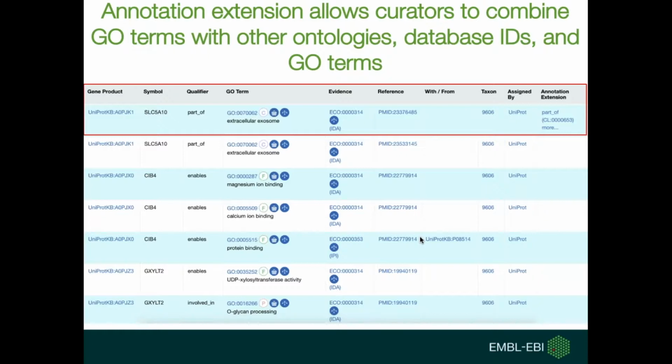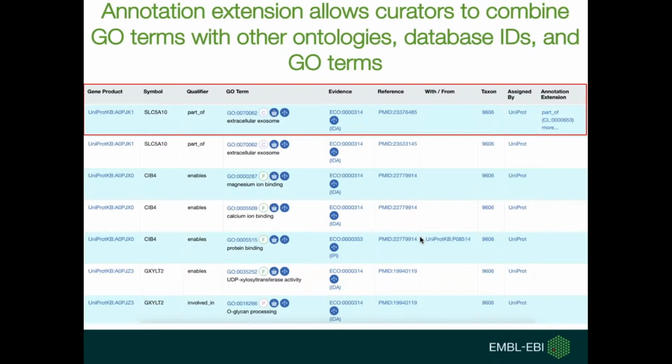And finally, the annotation extension. What the annotation extension does is extend the GO term to make a more specific GO term. GO terms, as we said, have to be usable across all species that we study in biology. An annotation extension allows us to combine GO terms with other ontologies, like Cell Line Ontology and Uberon ontology, and database IDs. So if we wanted to say that a particular protein binds a particular segment of DNA, we can use an Ensembl identifier in addition to GO terms.